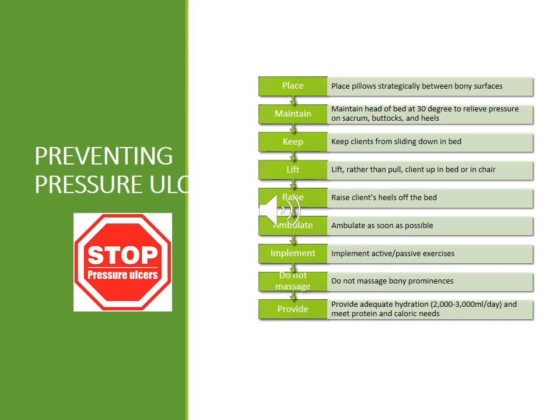So, preventing pressure ulcers. This is just a good little visualization. We always want to place pillows strategically between bony surfaces to try to prevent pressure to those areas. Maintain the head of the bed at 30 degrees to relieve some pressure to the sacrum or buttocks and heel area. Keep our clients from sliding down in bed because of that friction and shear. We want to lift rather than pull our clients up in bed, so it's important to have a lifting sheet under our patient. It's important to get some help with our heavier patients that can't help us move up in bed to prevent that friction or shear.